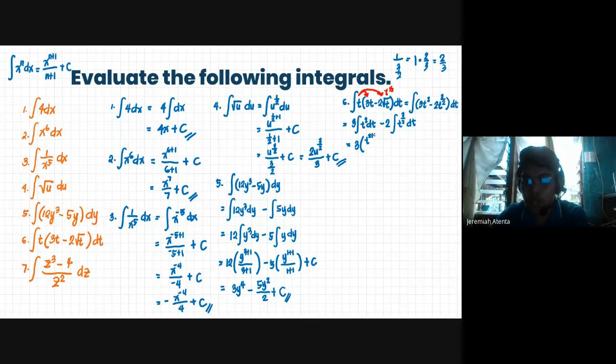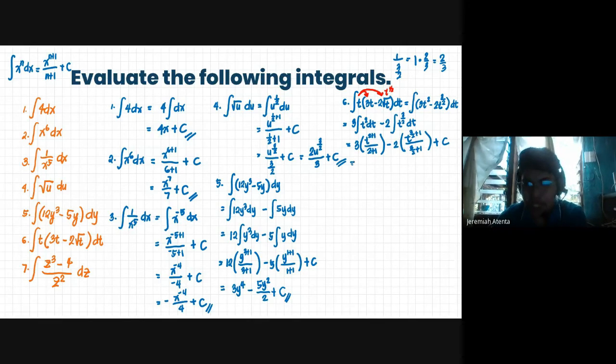You have t to the 2 plus 1 over 2 plus 1 minus 2 times t to the 3 halves plus 1. Yan ha. Over 3 halves plus 1. Then you have plus c.